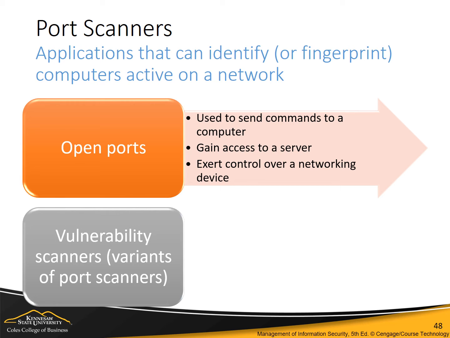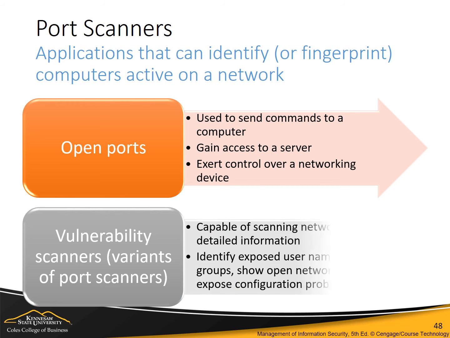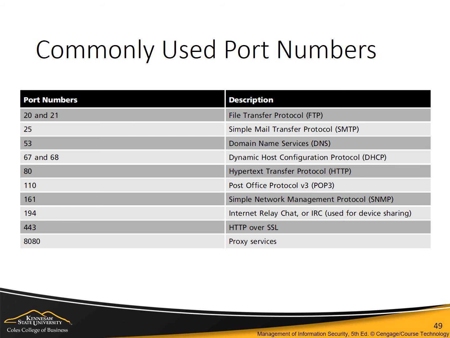Vulnerability scanners, which are variants of port scanners, are capable of scanning networks for very detailed information. They identify exposed usernames and groups, show open network shares, and expose configuration problems and other server vulnerabilities. Here you see some of the more commonly used port numbers, for instance 20 and 21 for File Transfer Protocol, or FTP.